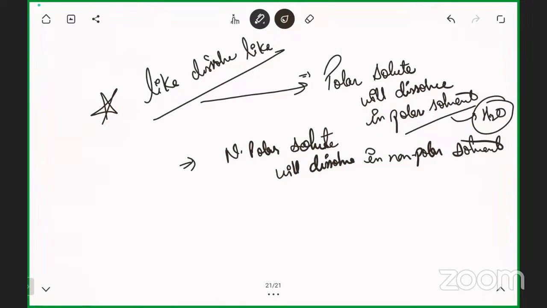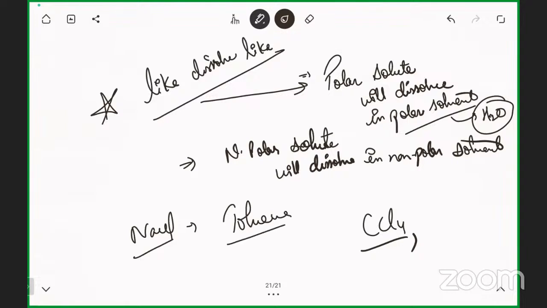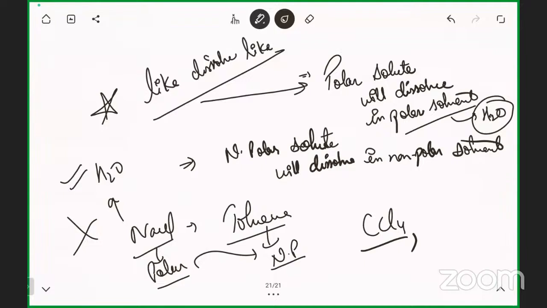Take a basic example, NaCl. Will NaCl dissolve in toluene? No, because NaCl is polar in nature and toluene is non-polar in nature. Polar will not dissolve in non-polar, so this will not happen. But if I want to dissolve it in water, it will happen, just because water is polar.